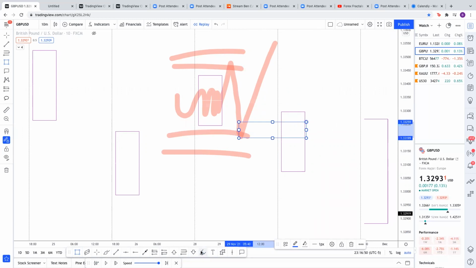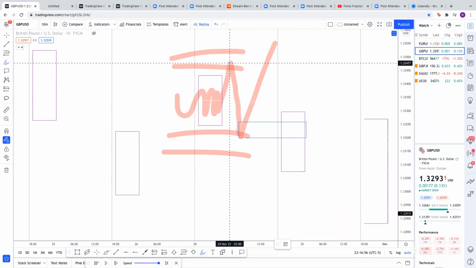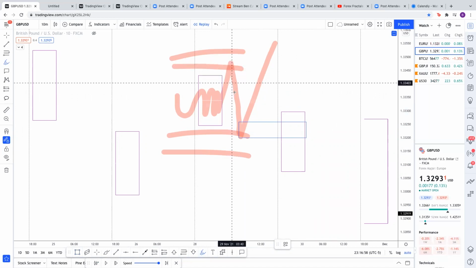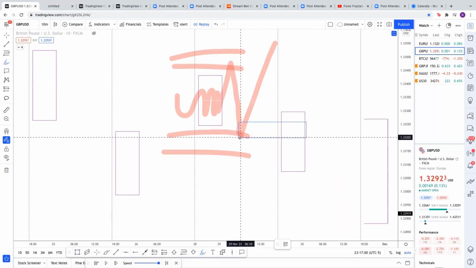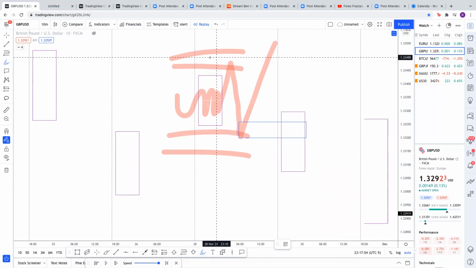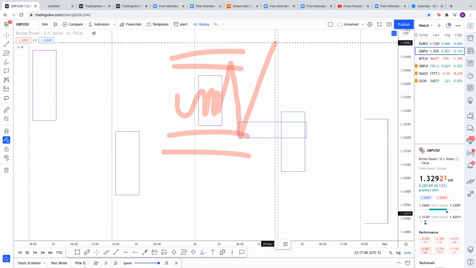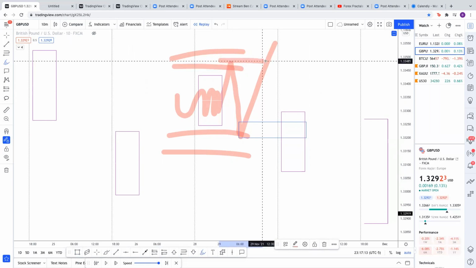An extremely high probability setup that you're going to see during New York is Frankfurt sweep the highs, tap into this OB. London come down, sweep the lows, tap into this POI, rocket. And then what's New York going to do? Right? Well, we swept these highs, right? These Frankfurt highs. So all these New York traders have just trapped Frankfurt.